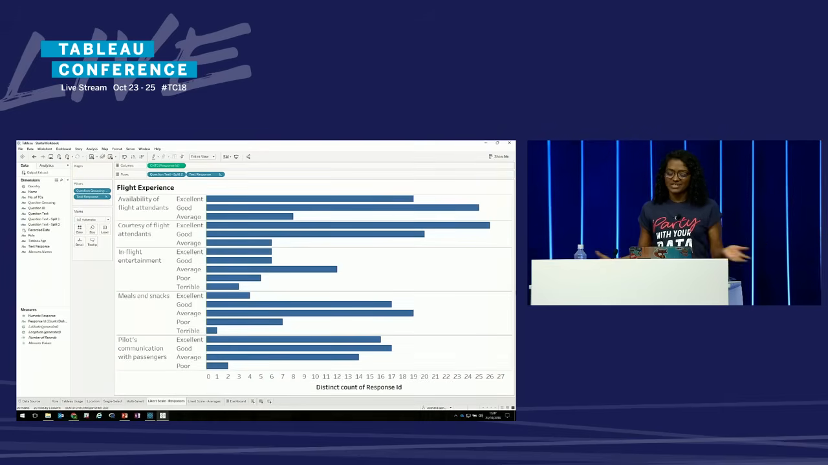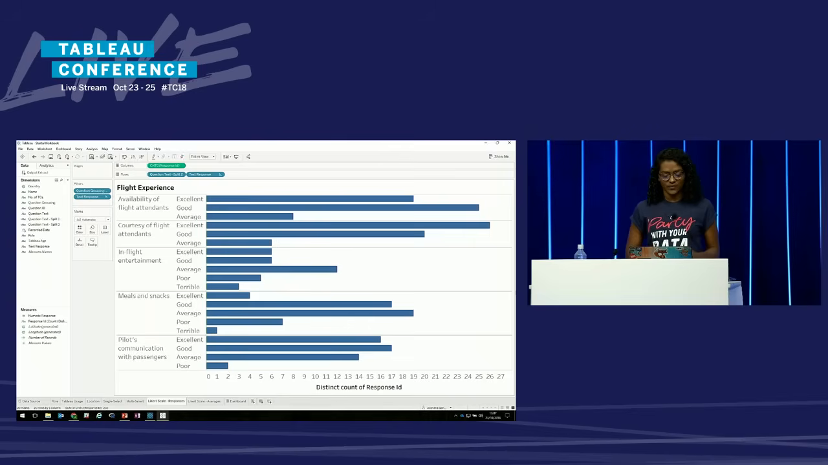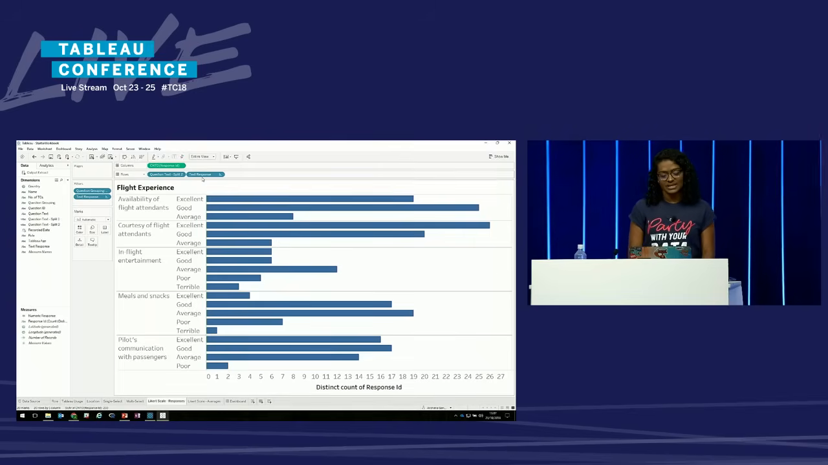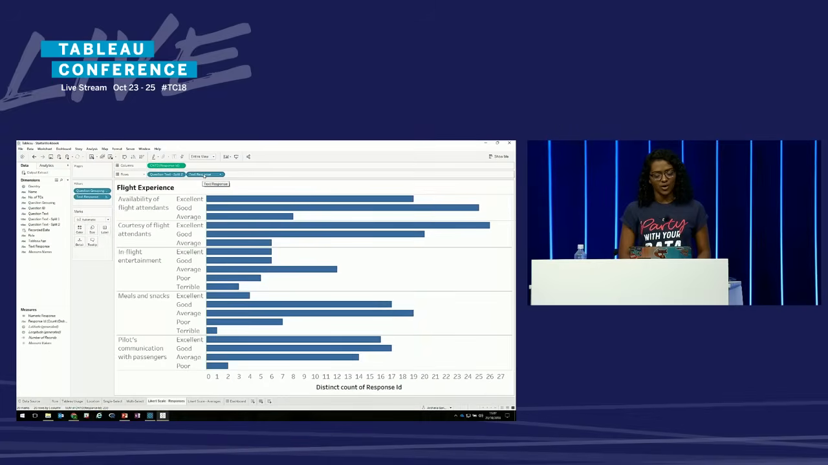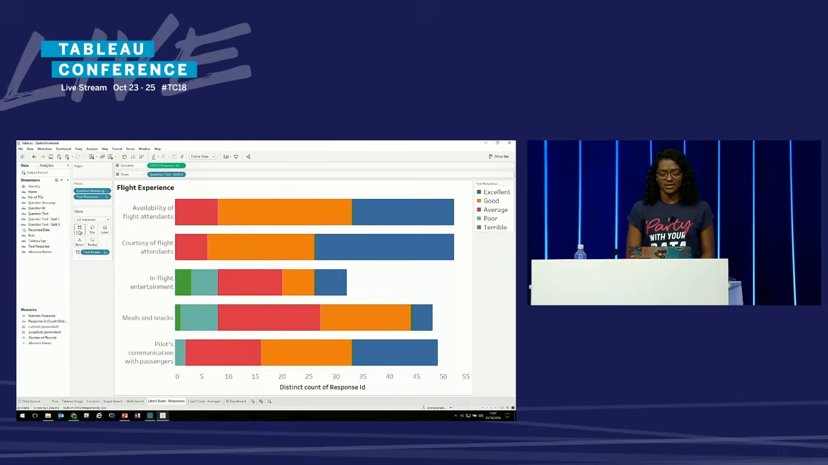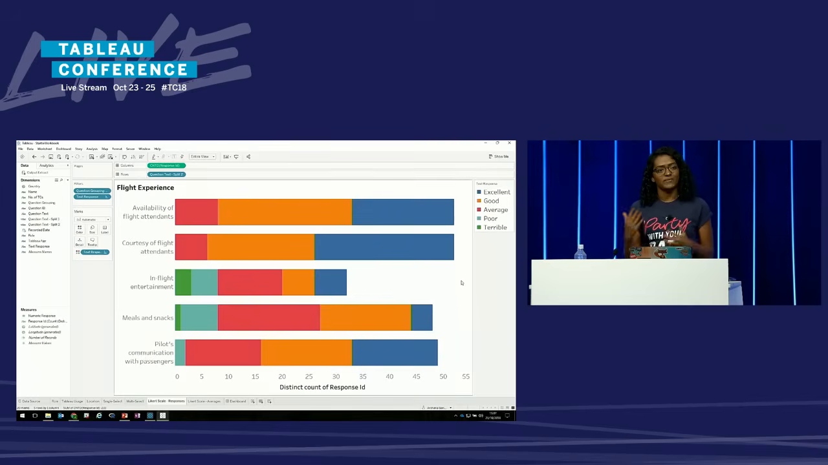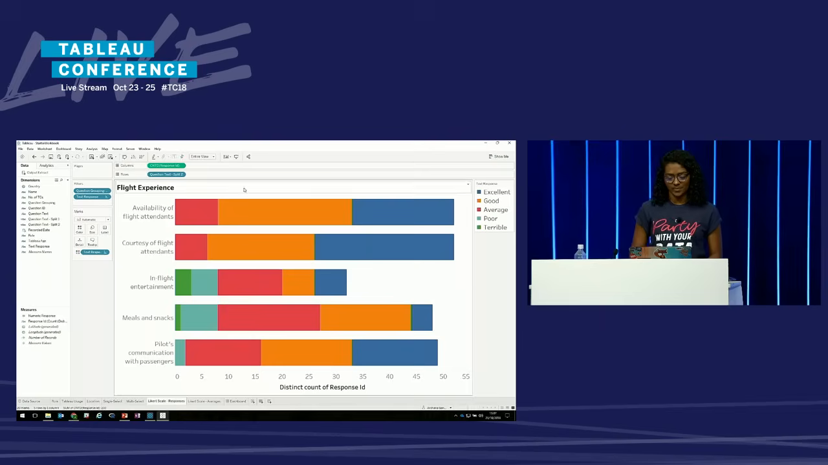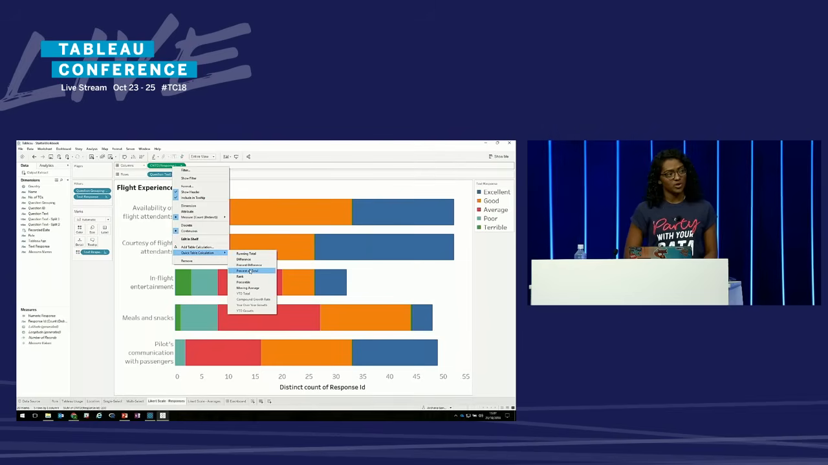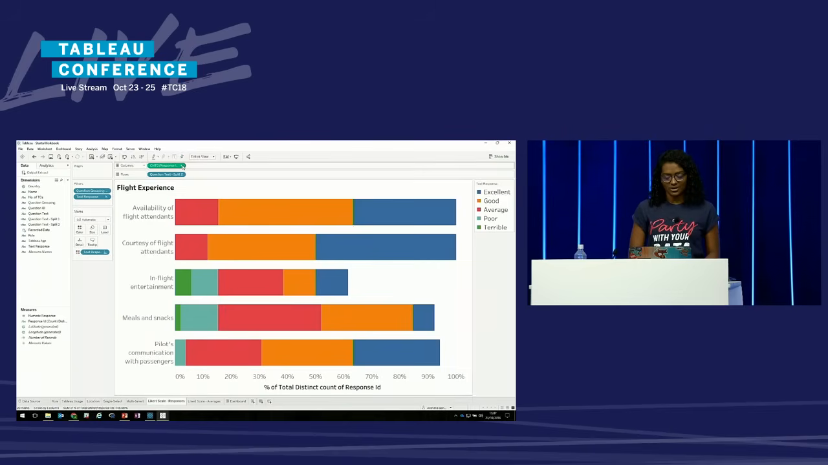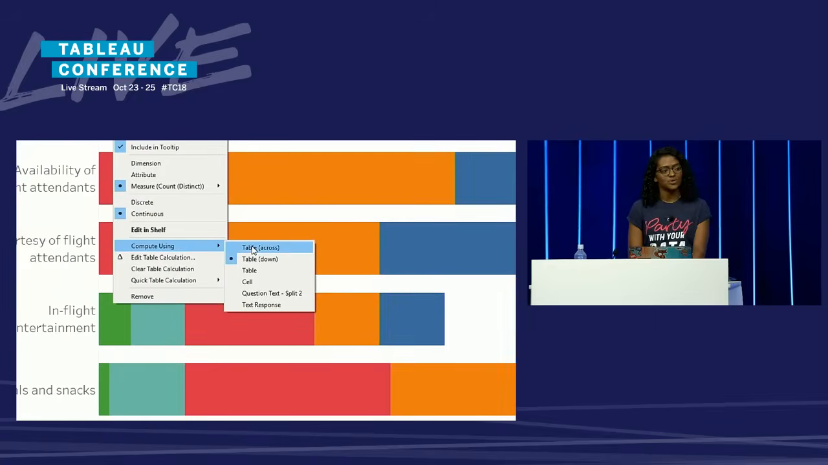Now, throughout this session, I've always been using bar charts. So I want a little bit more variety. So for this visualization, instead, what I'm going to do is take text response and bring it over to color to create stacked bars. Here now the bars are different lengths because not everyone responded to every single question. So it makes sense to again switch this to a % of total and compute this across the table so that every row adds up to 100%.